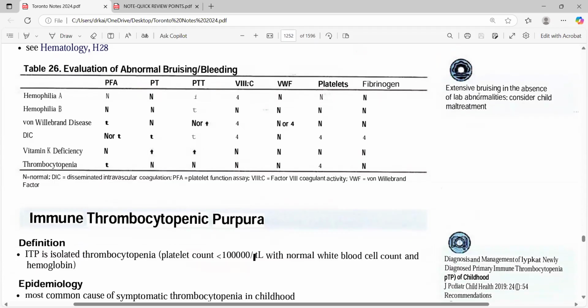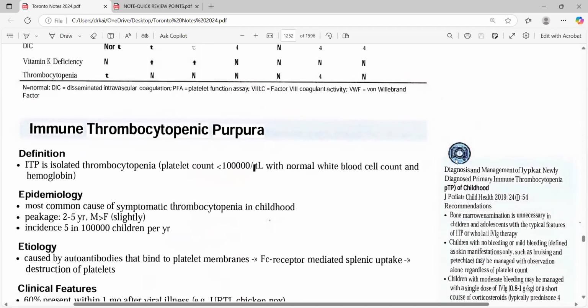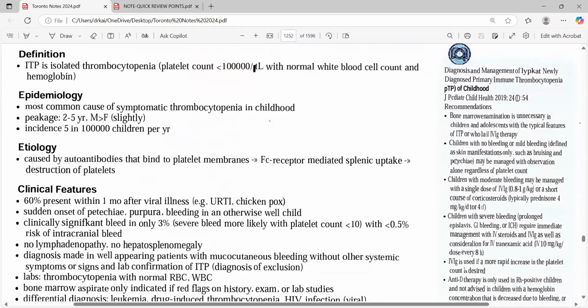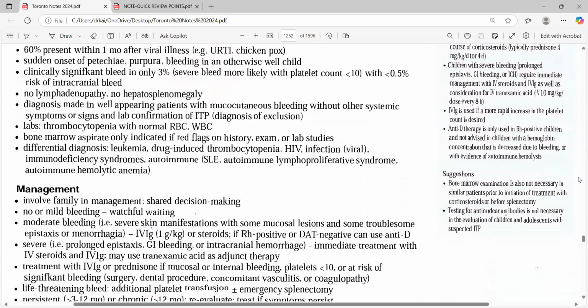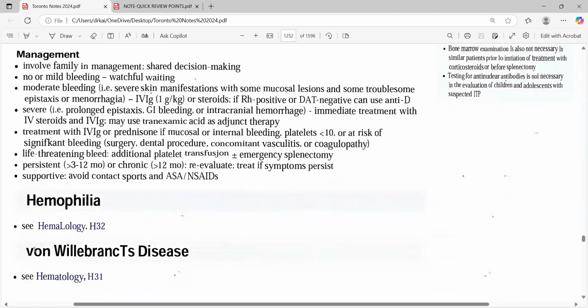Extensive bruising in the absence of lab abnormalities, always consider child maltreatment. And wherever you consider that there is child abuse, go for CAS. In ITP, the main thing is they can ask you to make a diagnosis. Involve the family in the management, with shared care decisions. For no or minor bleeds, just watchful waiting. For moderate bleeding, usually IVIG, and severe, go for steroids and IVIG.